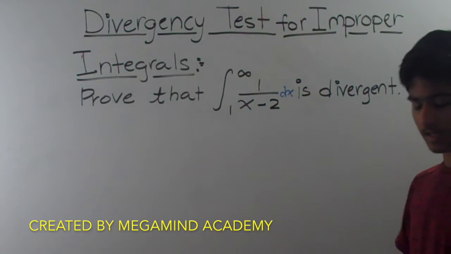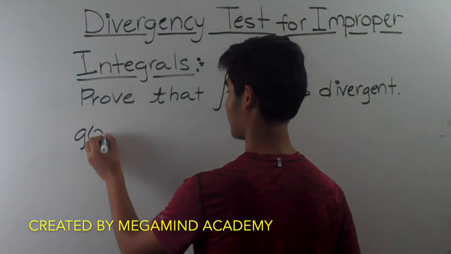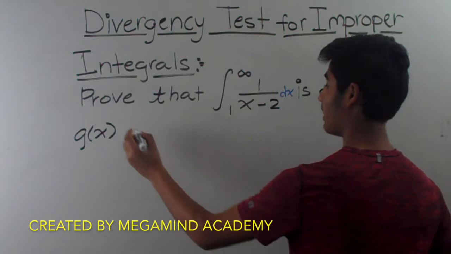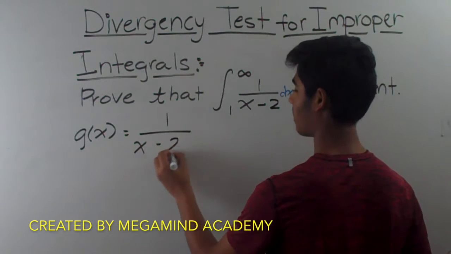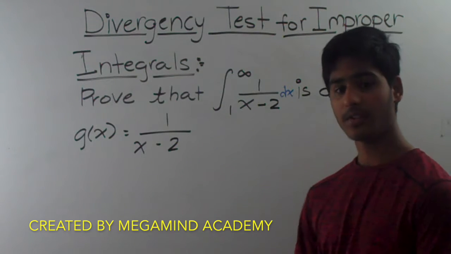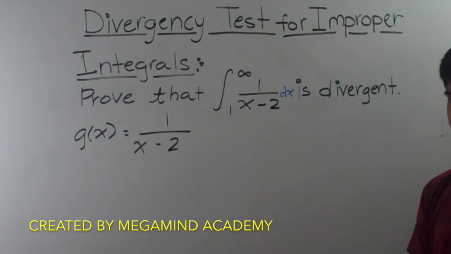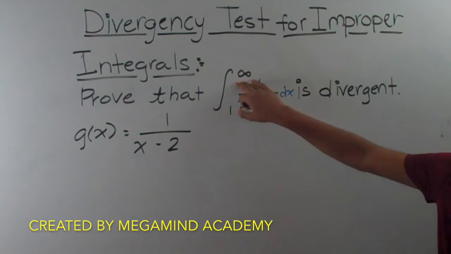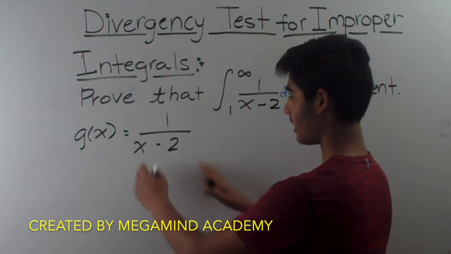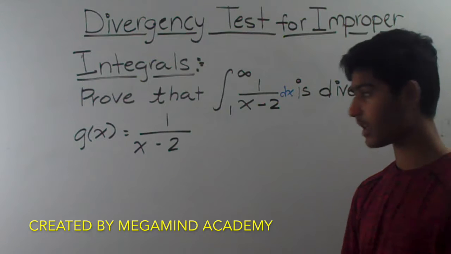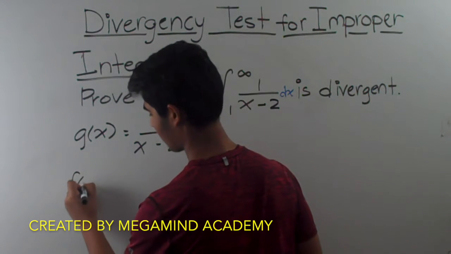So here in this example, we get that our g of x function, or the function we want to figure out whether it's divergent or not, is 1 over x minus 2. So how do we find a function that is less than or equal to 1 over x minus 2 on the interval from 1 to infinity? Well, that's easy. We just find the function that is smaller than g of x. So the function that would be smaller than g of x would be f of x.